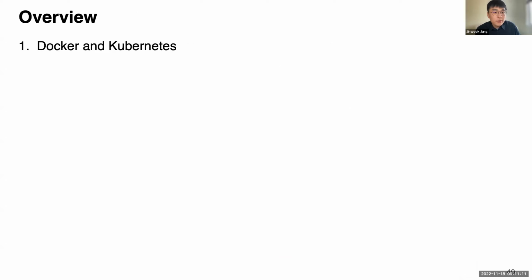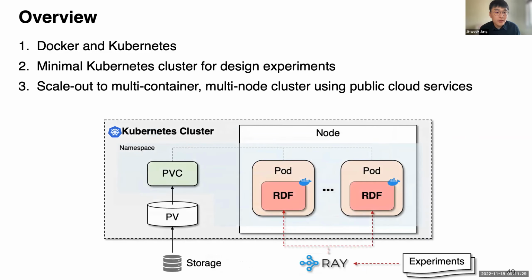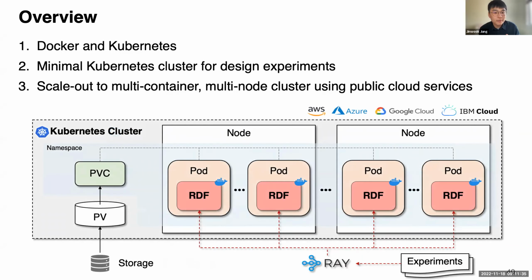we start by reviewing the basic knowledge or basic terminologies to understand the Kubernetes cluster architecture. Then I will show you a simplified version of the Kubernetes architecture first, suitable for design experiments using the DATC RDF. Then we scale out this Kubernetes architecture to a multi-container cluster. And finally, a multi-node, multi-container cluster running on public cloud services.